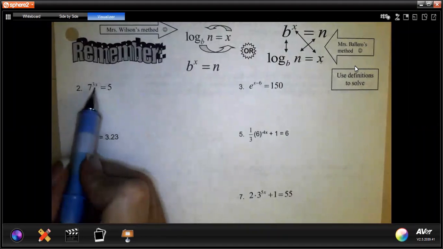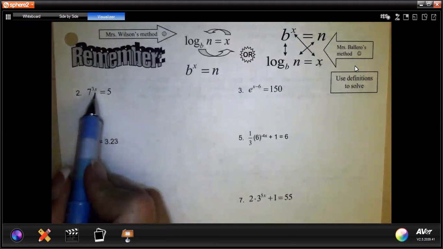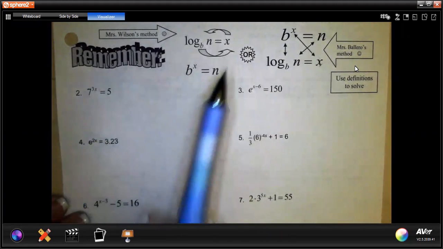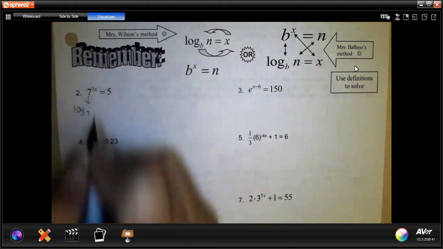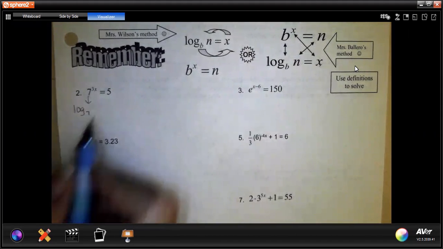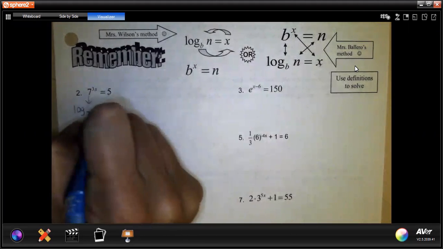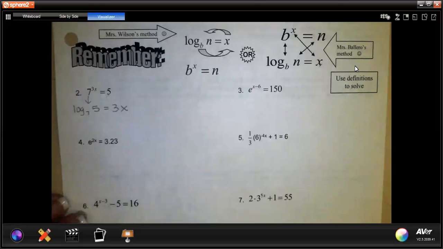We'll start here. Our unknown is in the exponent. So in order to solve this one, we're going to have to free it out of the exponent. To do that, we use our definition. So we drop the base, so we get a log with a base of 7. The base on the exponential and the log is always the same. And then we switch these. So we get log base 7 of 5 is equal to 3x. Our last step is then to divide by 3.